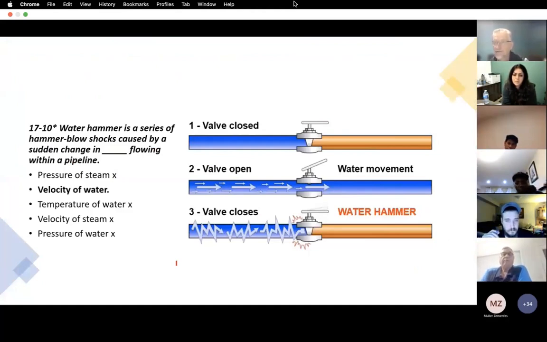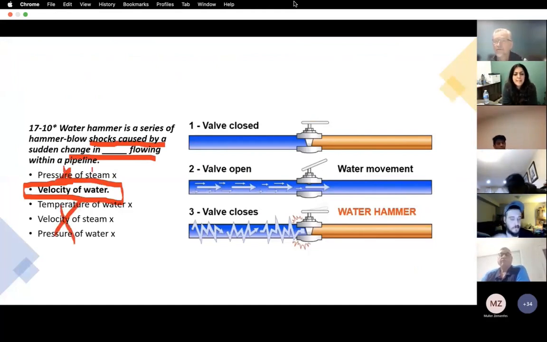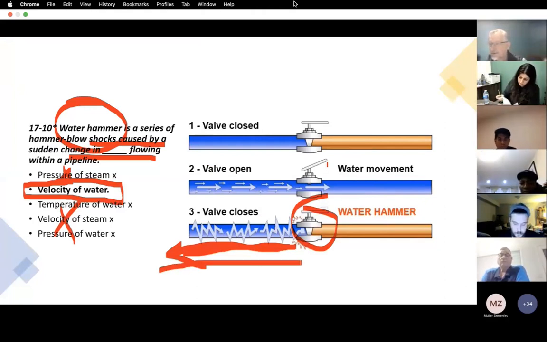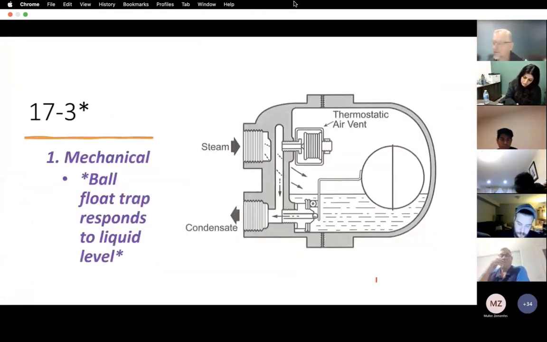What is water hammer? It is a series of shocks caused by a sudden change in the velocity of the water. Okay? Water hammer. Close the valve too hard, you're going to cause that shock wave going back. And the first shock wave going back is minor. When that shock wave goes back, it'll cause the voids in the fluid. And then the reverse flow slamming back against the valve is where the tremendous forces are created.